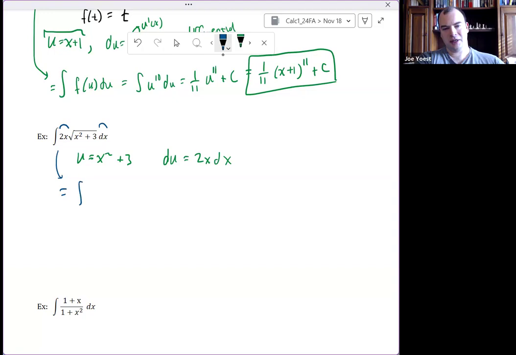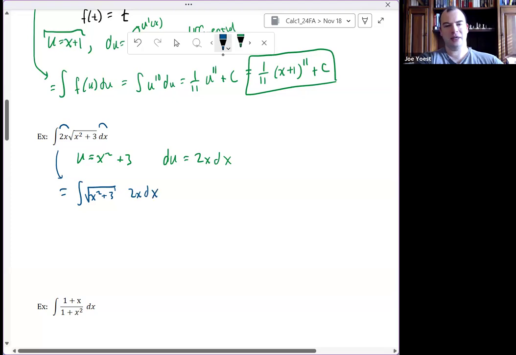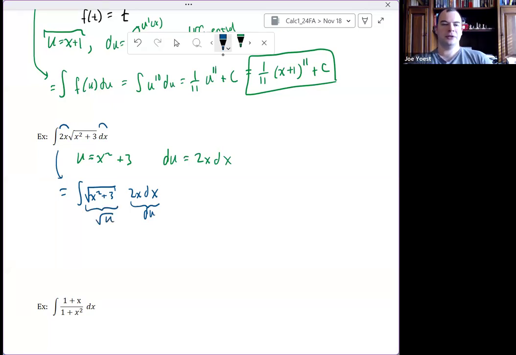So in other words, this is going to be the integral of square root of x squared plus 3, and then 2x dx. This is what's going to turn into du, and this is going to turn into square root of u. So, strategizing ahead a couple of moves. One, I see that if I pick u equals x squared plus 3, my du is going to be 2x dx, and I do see that popping up in my integral. And two, I see that the resulting integral is going to look like the integral of square root of u du.